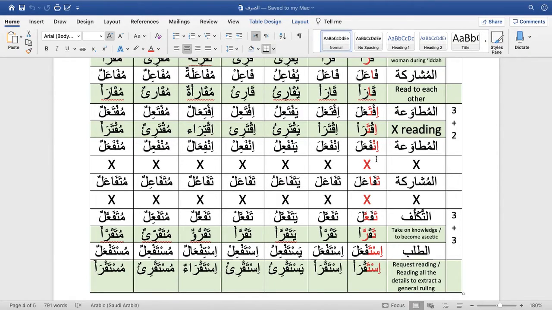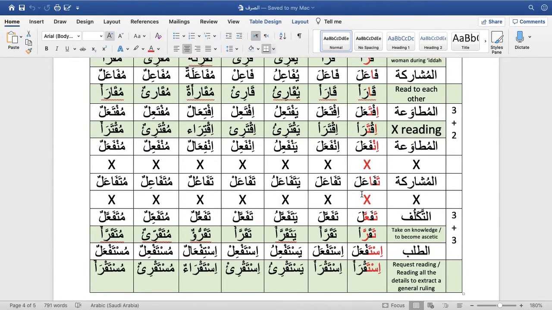You will hear it, people will deduce that meaning, and they will use it very often as a passive form, but this is wrong. This is very weak Arabic language, not authentic. So this wazn right here stays blank for qara'a.